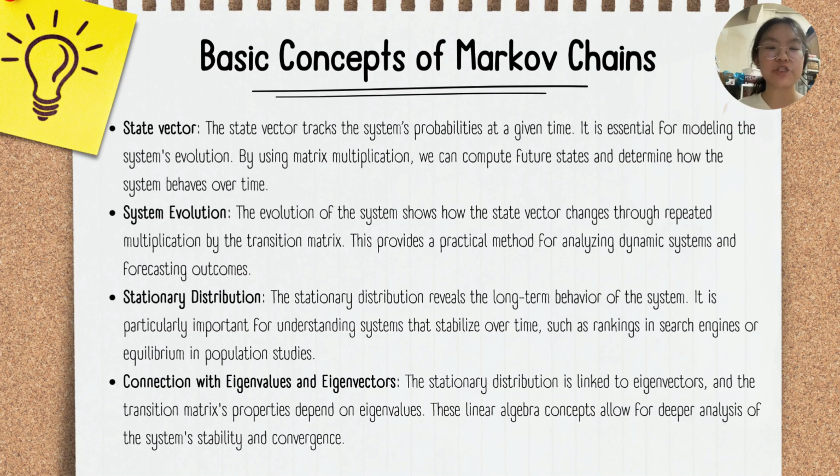We also have the stationary distribution. The stationary distribution reveals the long-term behavior of the system. It is particularly important for understanding systems that stabilize over time, such as ranking in search engines or equilibrium in population studies. Last but not least, we also have the connection with eigenvalues and eigenvectors. The stationary distribution is linked to eigenvectors, and the transition matrix properties depend on eigenvalues. These linear algebra concepts allow for deeper analysis of the system stability and convergence.